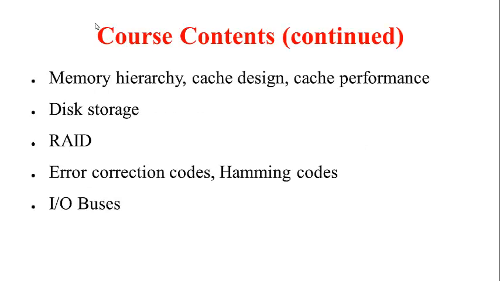The next important part of a computer is the memory system. We will look at the memory hierarchy, the design of cache systems, and how the various design choices affect the performance of the cache. We will then look at secondary storage or disk storage and RAID systems which use redundancy to achieve fault tolerance. We will look at Hamming codes as a way of error correction codes in stored data. Then we will look at input-output systems and buses.